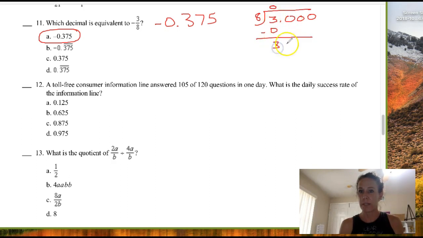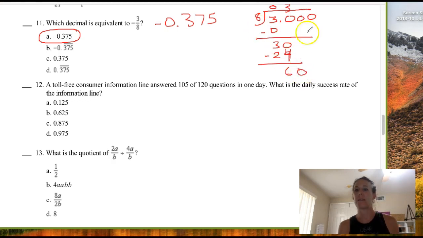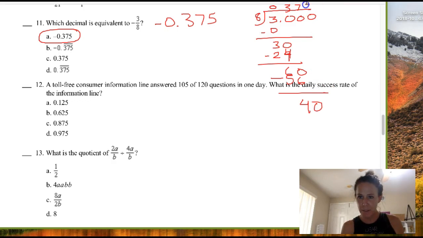Bring down the 3, bring down the next 0. 8 goes into 30 three times. 3 times 8 is 24. Subtract and bring down. 30 minus 24 is 6. Bring down the next 0. 8 goes into 60 seven times, because 7 times 8 is 56. Subtract and bring down. 60 minus 56 is 4. Bring down the 0. 8 goes into 40 five times. 5 times 8 is 40, so it terminates.